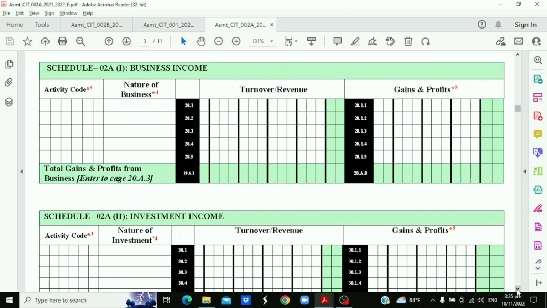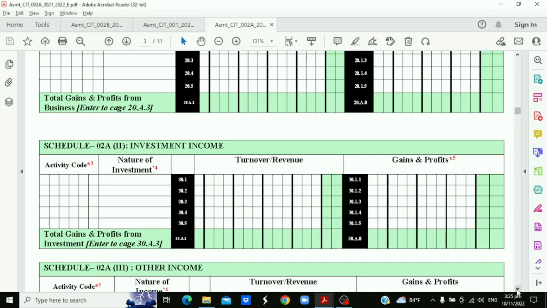Second one is investment income. Same as business income, the same format is used for the investment income. The only thing is that when you are completing the business activity code, there are a few specific codes relevant for the investment income. You have to find out which codes are relevant, such as dividend and interest. Then you have to mention the name and nature of the investment, and include the turnover and gain and profit. After entering all the information, we can take the total gain and profit from the investment.